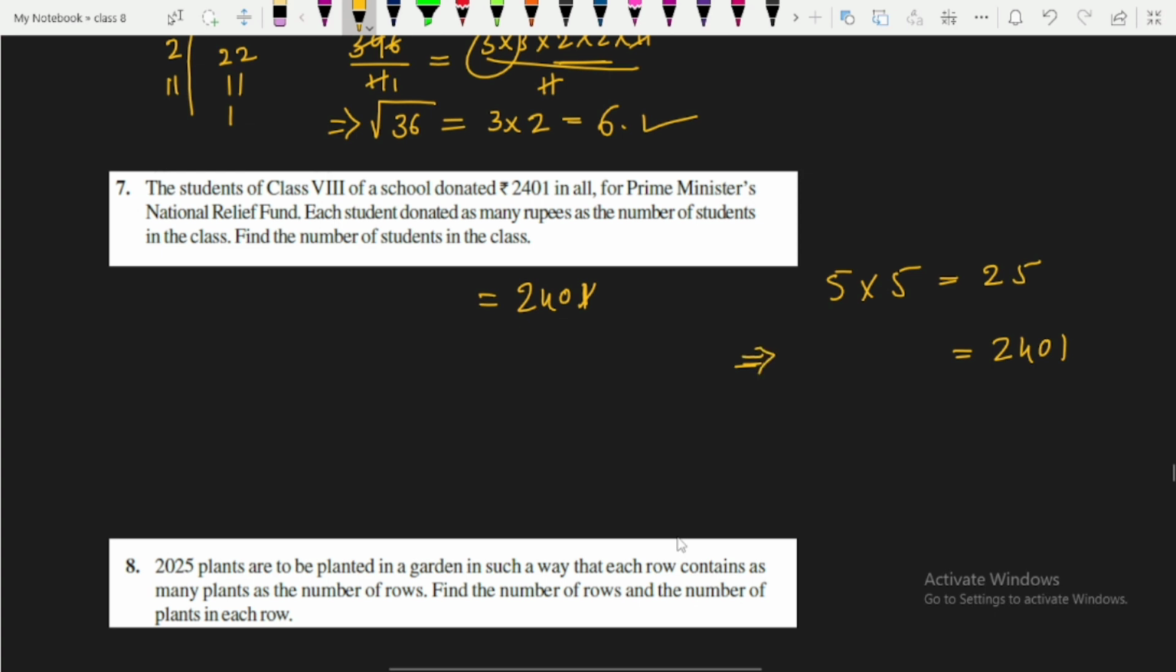So let us assume that there are x students, and each gives x rupees. So x into x gives x square. So x square equals 2401. Therefore x equals, when you move the square to that side, you get a square root. So the square root of 2401 will be the answer here. You already know how to find the square root of a number: the prime factorization method. You can apply it here and get the value of x.